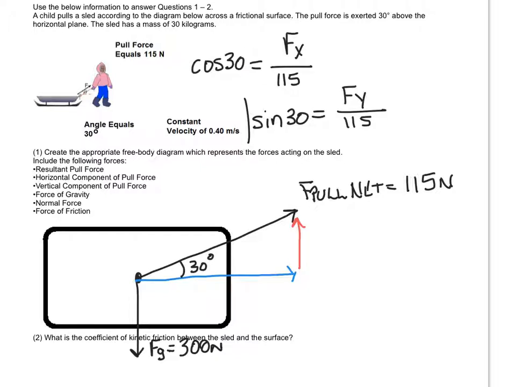Landing on those two numbers, we get an f of x of 99.6. We get an f of y of 57.5. And now we're kind of done with the net pull force.